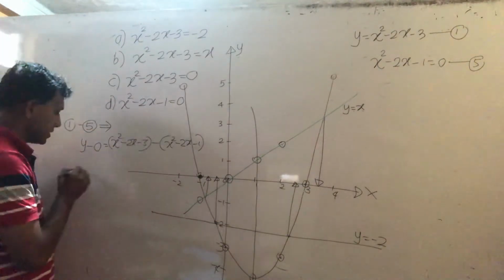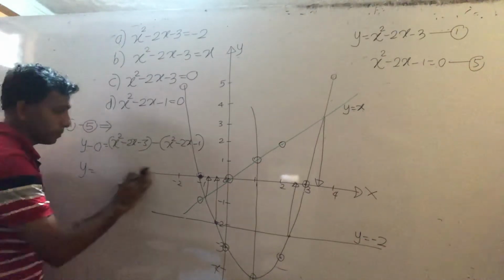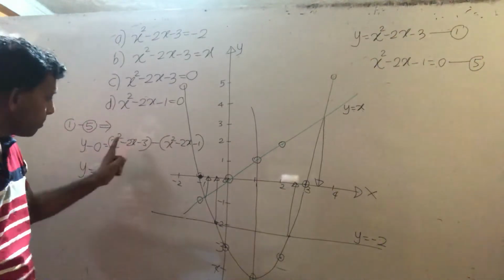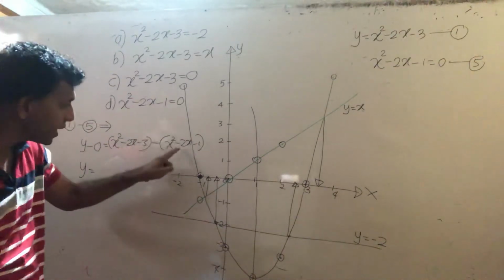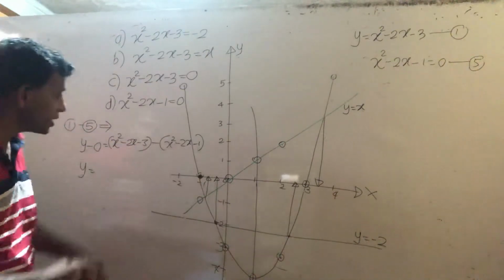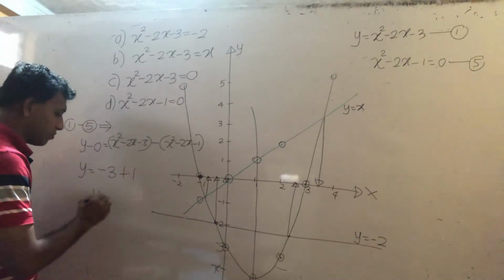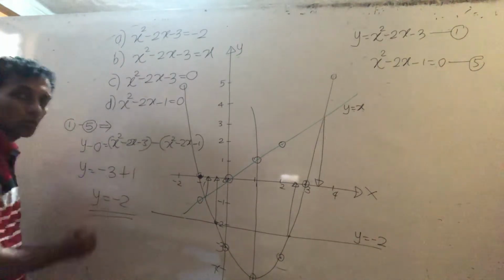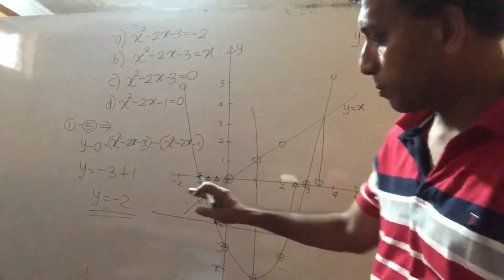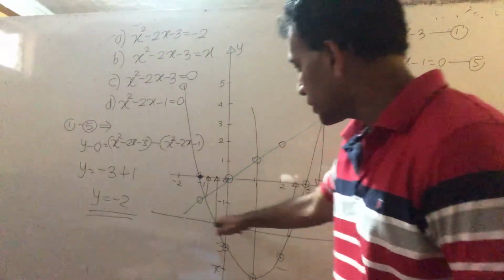Now remove the brackets. The y minus 0 is y. The x squared minus x squared is removed. Minus 2x minus minus 2x, that is plus 2x, gives 0. Minus 3 minus minus 1, that is plus 1. After that, y equals minus 2. After solving you always get a simple straight line graph. So you draw y equals minus 2.